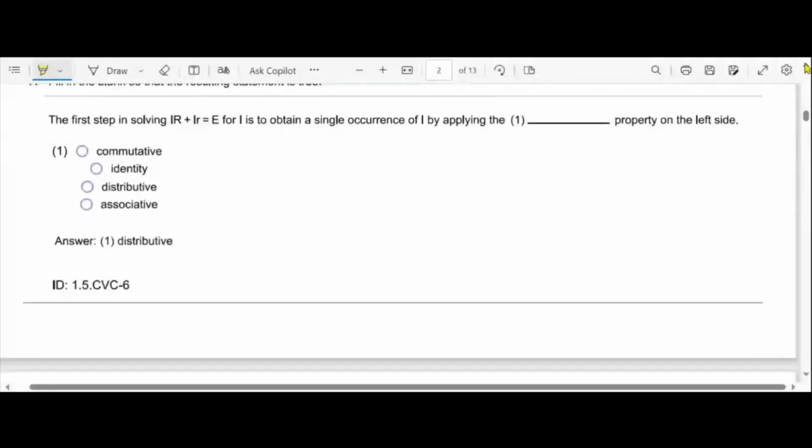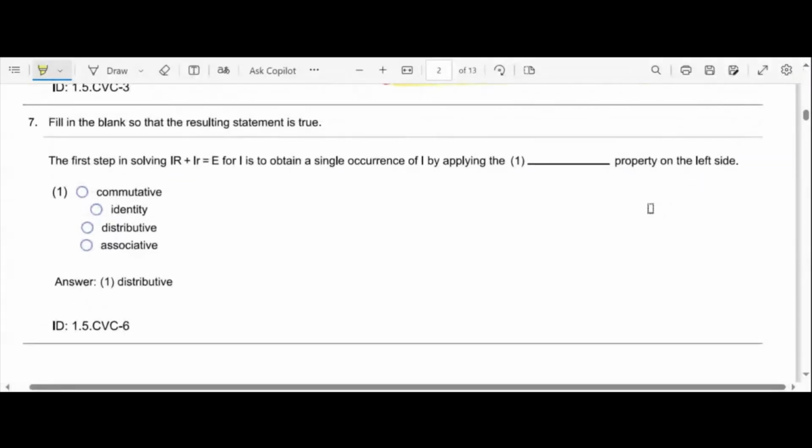Okay, so next one. Read the next one, number 7. Fill in the blank so that the resulting statement is true. The first step in solving Ir.